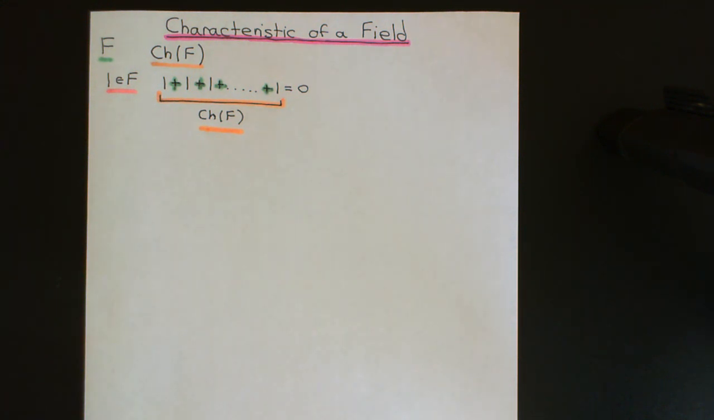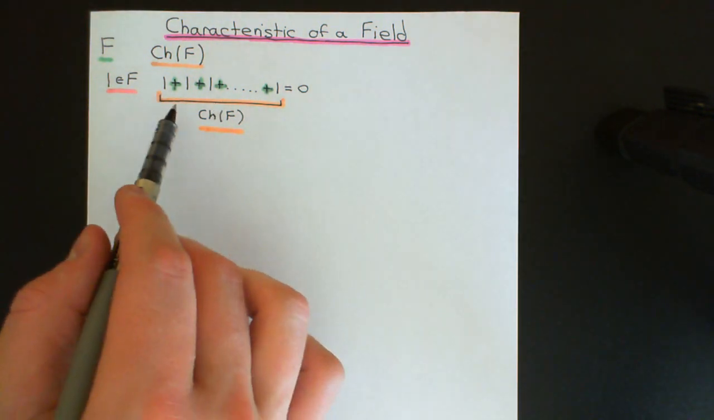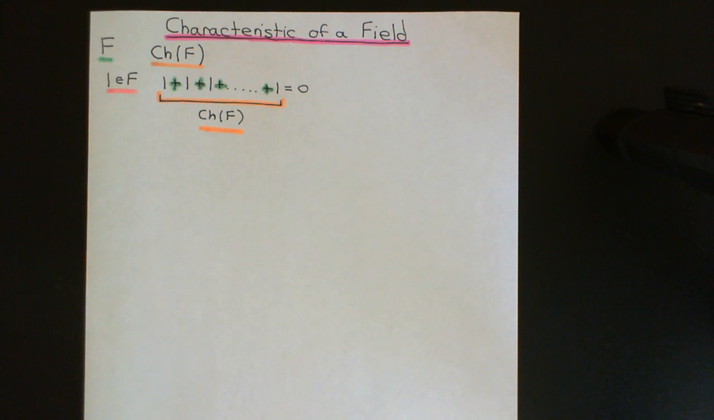So if it's the case that 1 plus 1 plus 1, a finite number of times, never gives you 0 back again, then you define the characteristic of such a field to be 0. So the characteristic of all fields is either going to be some natural number, that's the case where it actually does come back to 0 if you add 1 to itself a certain number of times, or it's going to be 0, so it's a non-negative integer. Okay, right, so there's the definition of the characteristic of a field.